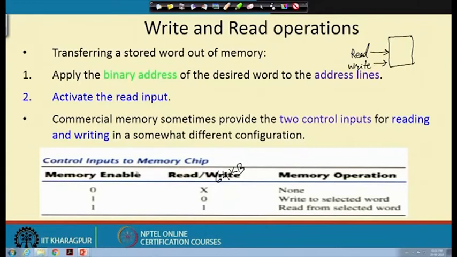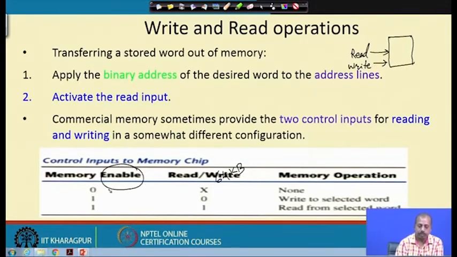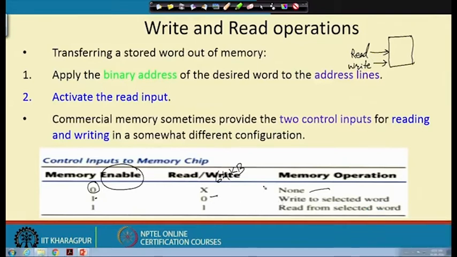One possibility is that memory chips come with an enable input. If this enable line is 0, then whatever the read write value, no operation will be done. If enable is 1 and the read write bit is 0, that is a write operation, and if enable is 1 and read write is 1, that is the read operation.